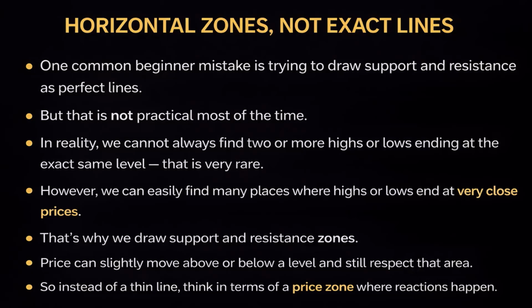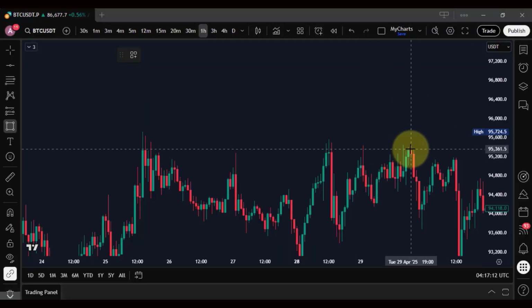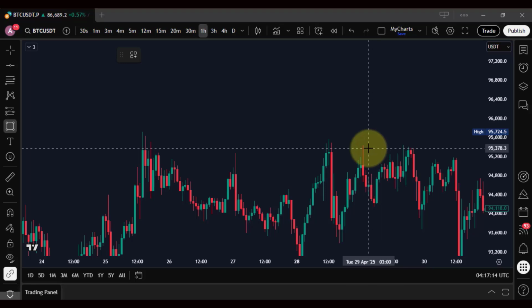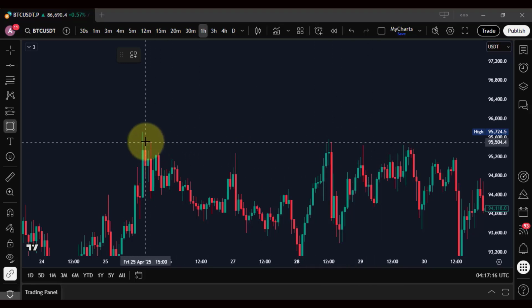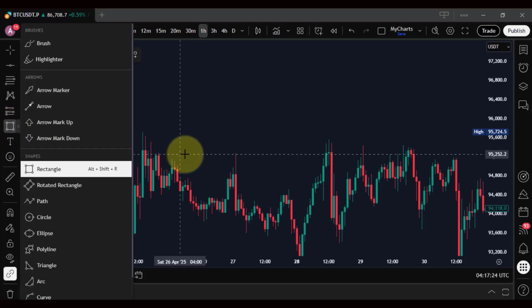Price can slightly move above or below a level and still respect that area. So instead of a thin line, think in terms of a price zone where reactions happen. As an example here, we can join all these nearby highs and draw a resistance zone. Now, instead of using the horizontal line tool, we use the rectangle tool.